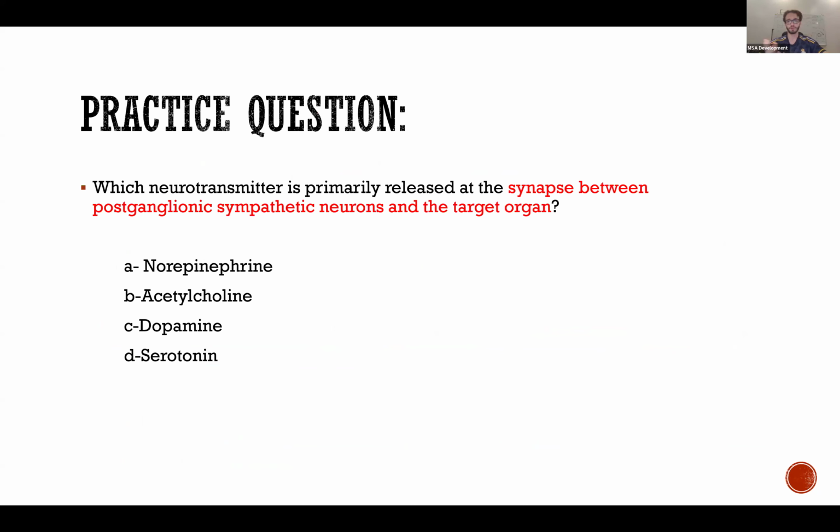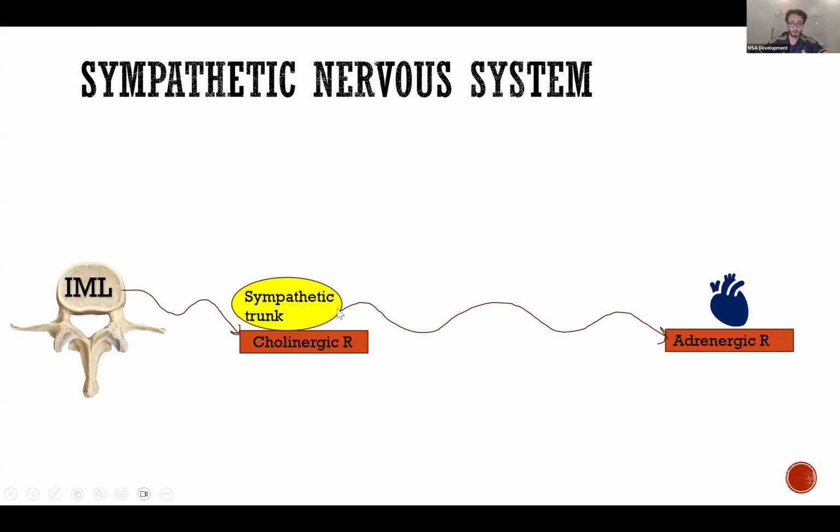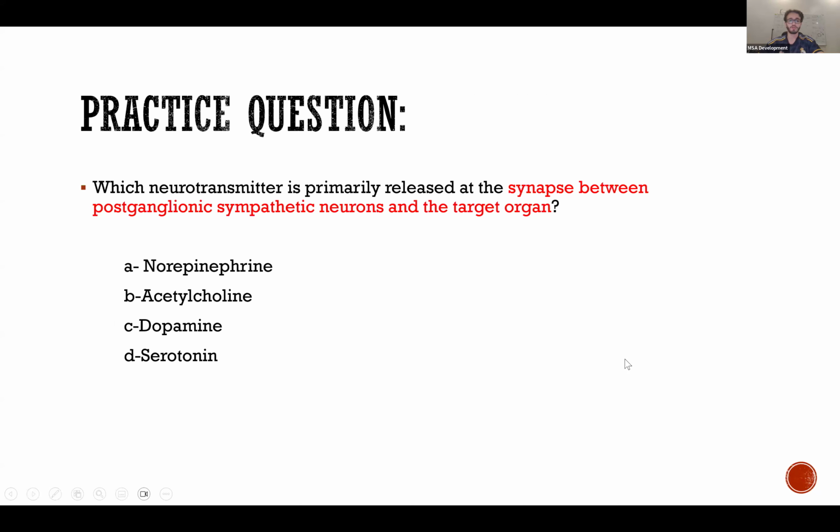Okay, practice question. You can pause the video and try to answer it yourself. The question goes: which neurotransmitter is primarily released at the synapse between postganglionic sympathetic neurons and the target organ? Let's go back here. Postganglionic sympathetic neuron, this one right here, and the target organ. What is it going to be? It's going to act on an adrenergic receptor, but the neurotransmitter that we need would be norepinephrine.